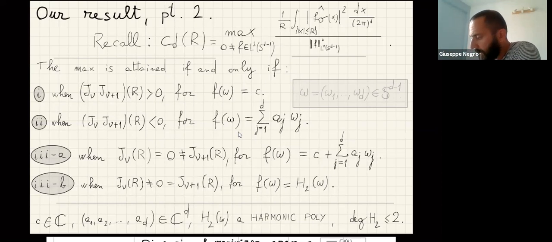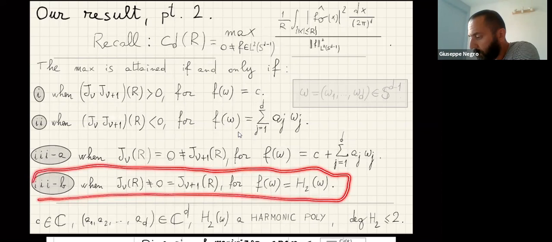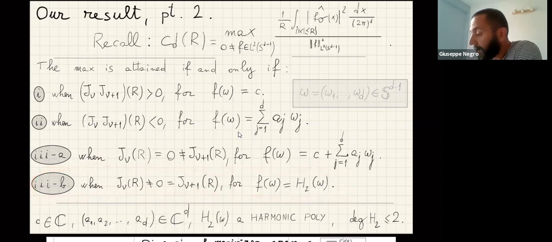And this is especially important in the last case, which is the biggest one, the one with the biggest degeneracy. At the zeros of this Bessel function, the maximizers are given by a general harmonic polynomial of degree at most 2. So the situation in picture is the following.